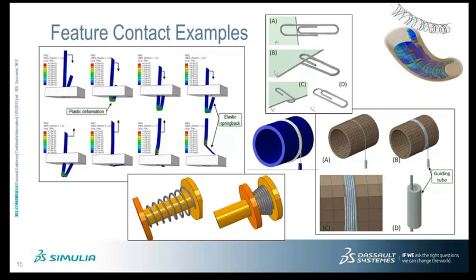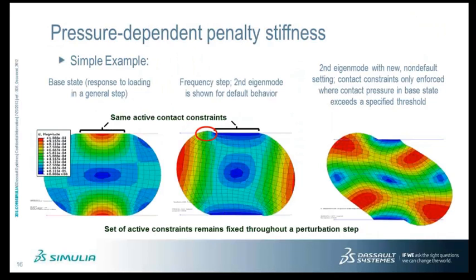Okay, so the next contact feature is pressure-dependent penalty stiffness. The focus of this development was to help with situations where you have a general preloading on a structure where you have contact and you're deforming the structure, and then you're going to follow that by a perturbation step. The example that we have here, the picture all the way on the left, is a deformed body after a general step that's been preloaded, and in the middle is showing a frequency analysis after the general step.